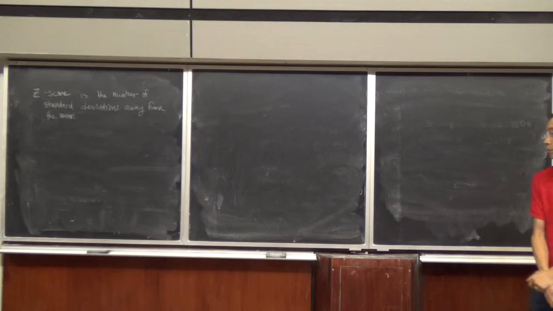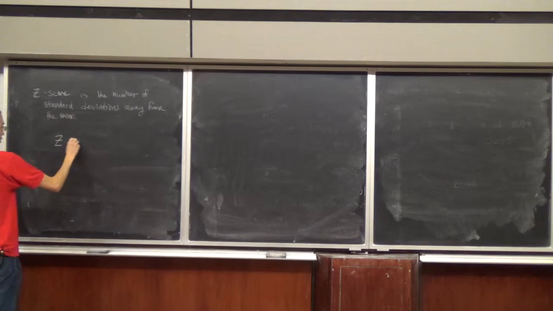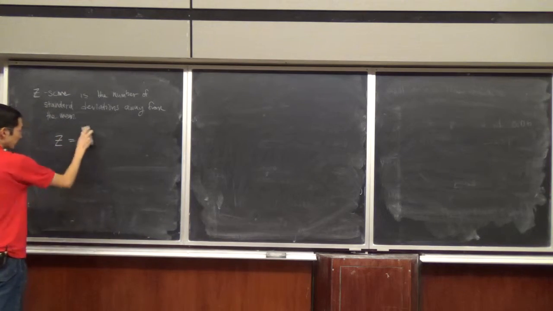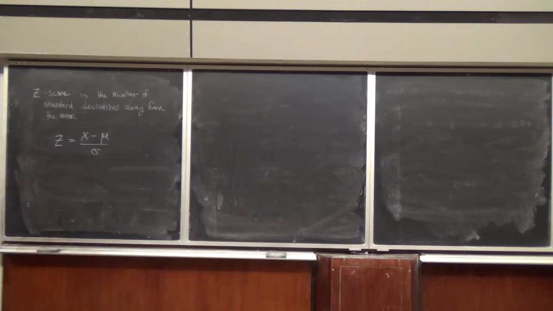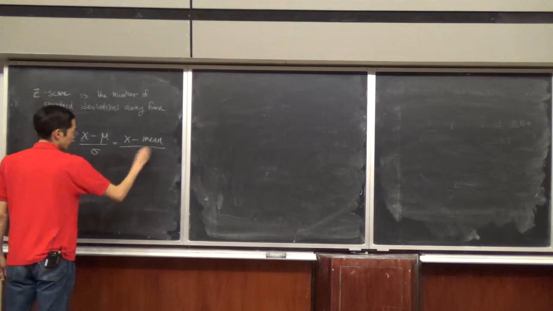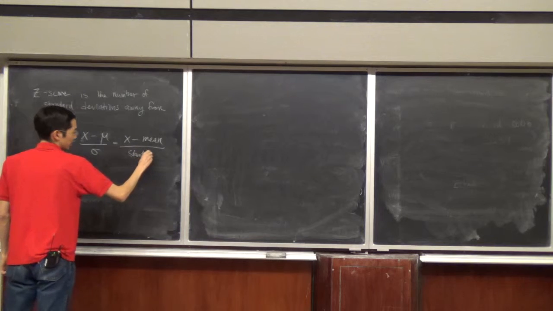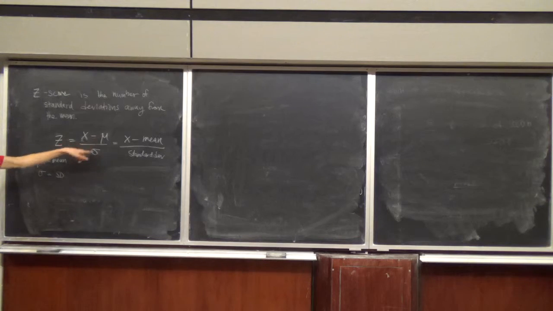So the z-score is the number of standard deviations that we are away from the mean. To find the z-score, we take our point, not y, but x, minus the mean, divided by the standard deviation sigma. Is that okay? Or x minus the mean divided by the standard deviation. Okay? Where mu is equal to the mean and sigma is equal to the standard deviation. These are just symbols for mean and standard deviation.